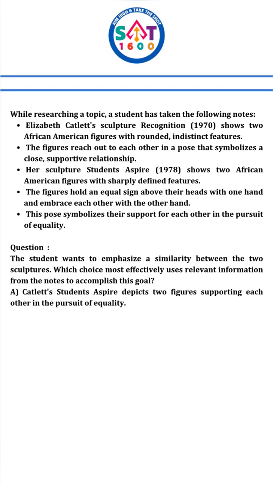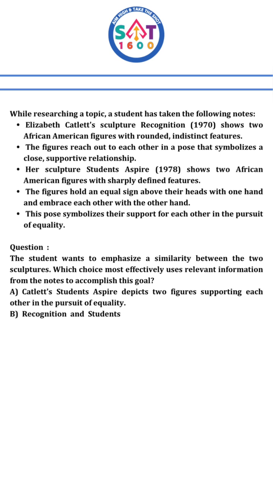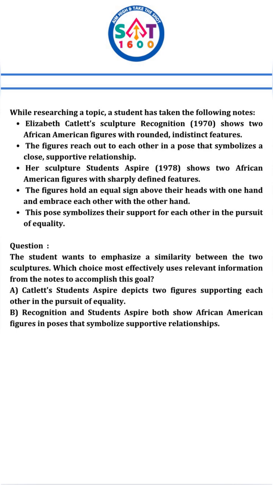Okay, let's look at option B. Option B says Recognition and Students Aspire both show African American figures in poses that symbolize supportive relationships. Now, this option matches the requirement of the question because it talks about both the figures being African American and based on the theme of supportive relationships. So this definitely matches the requirement of the question and is going to be the correct answer, I feel. But nevertheless, let's explore the other two options.